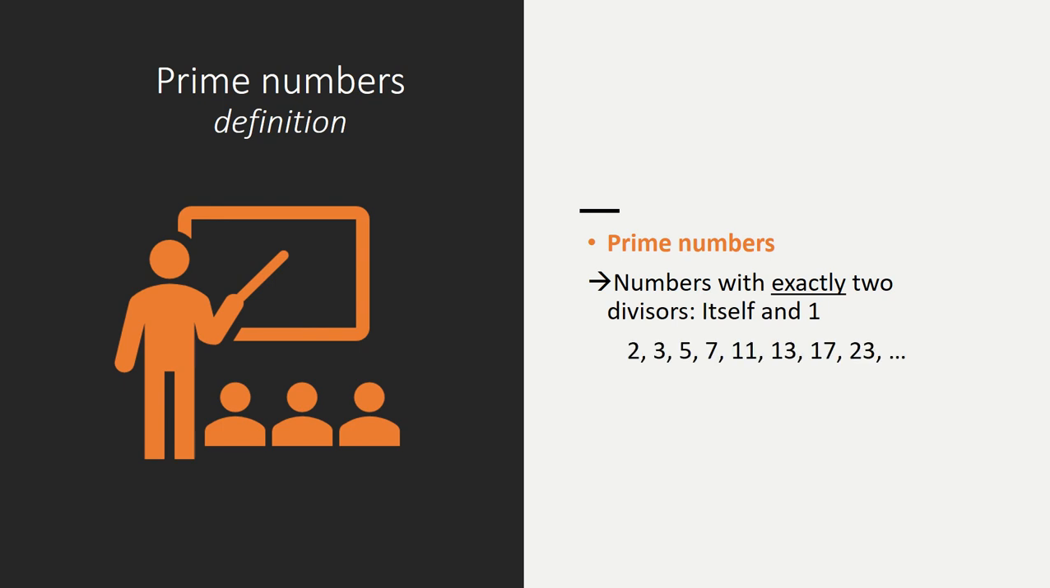Examples of prime numbers are 2 because 2 divided by 2, I can do that. And 2 divided by 1, I can do that as well because I will get a natural number. 3, I can only divide 3 by 3 and 1 because that's the only 2 things where I will get a natural number as answer. I can divide 5 only by 5 and 1. I can divide 7 only by 7 and 1. I can divide 11 only by 11 and 1. And you can continue like that.